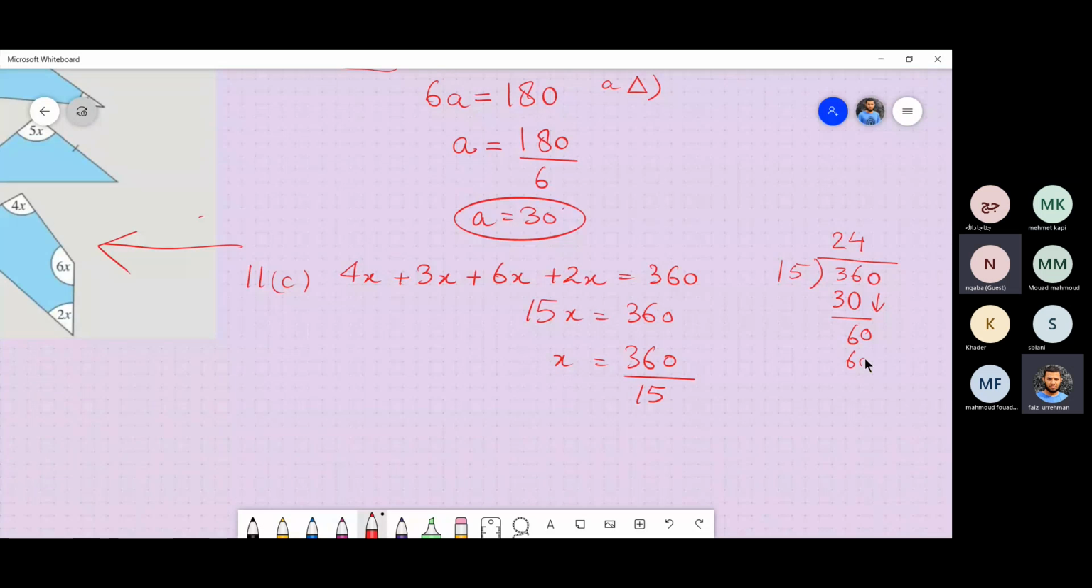24. Are you doing long division or are you doing calculator? What are you doing, Jad? Long division, very easy. Okay, very good. I don't think so.